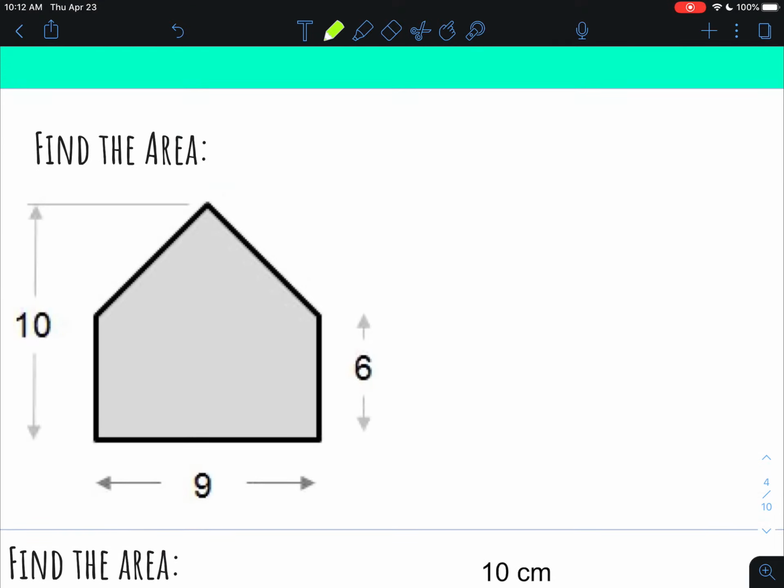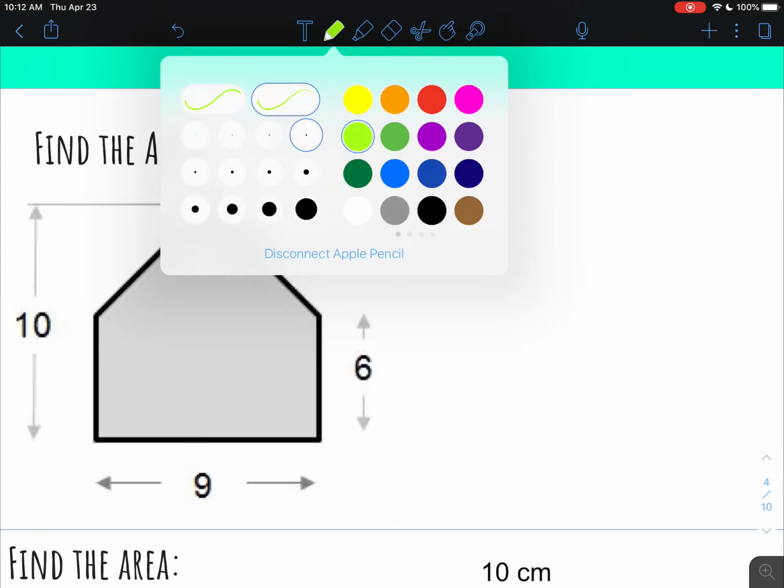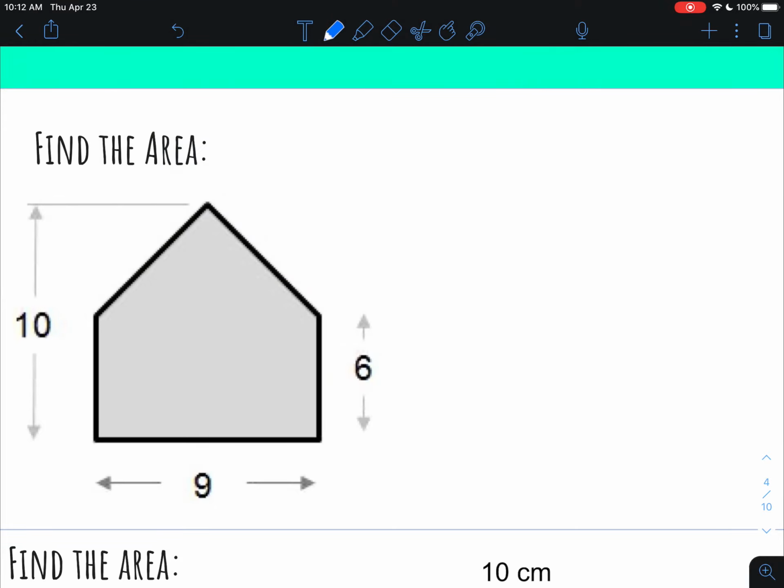So the first compound polygon that we're going to find the area of kind of looks like a house or a home plate of baseball, but there is not a formula to find the area of a home plate or a house. So our job is to actually split this into 2 different polygons that we know how to find the area of. So I would actually split this right here. And that gives us 1 rectangle.